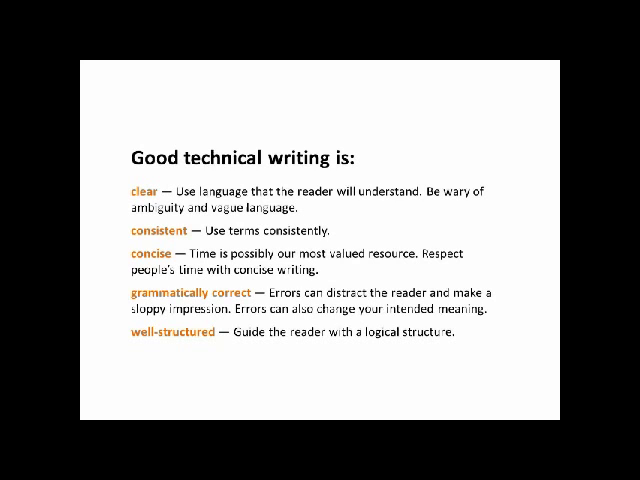So we can talk about it being clear, consistent, concise, grammatically correct and well structured. So first of all, clear. By that I mean that we should try to use language that the reader will understand. We always think, who's reading this? Who is it for? We should be wary of ambiguity and vague language. So in the words that we choose, let's make sure that we're communicating what we intend to communicate, and someone's not going to misinterpret that or be confused by what we're saying.